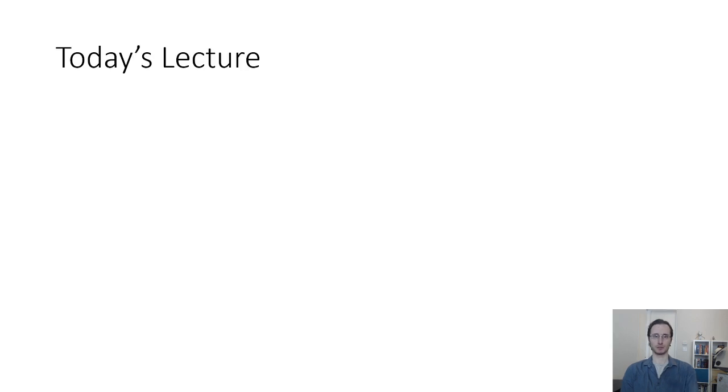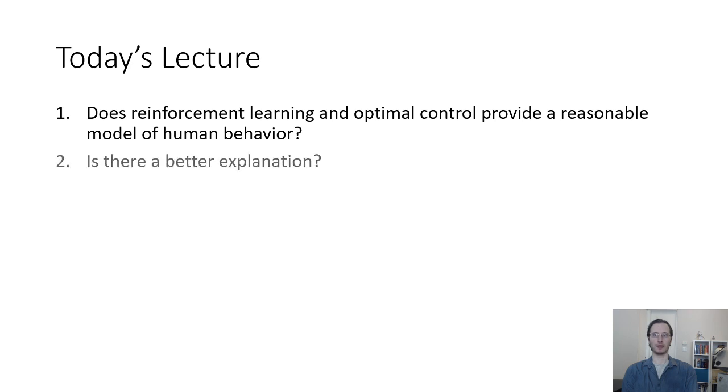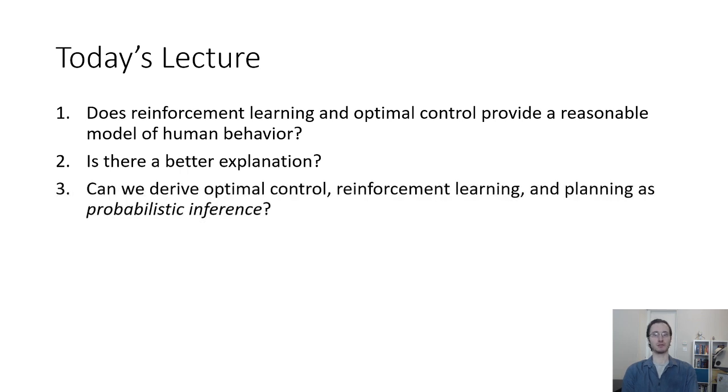So in today's lecture, we're going to discuss the following questions. Does reinforcement learning and optimal control provide a reasonable model of human behavior? Is there perhaps a better explanation than the conventional notion of optimality that we've seen so far? And can we derive optimal control, reinforcement learning, and planning as probabilistic inference? And if so, in what model are we doing that inference? And how does this change our reinforcement learning algorithms? Do we actually derive better algorithms based on this foundation?